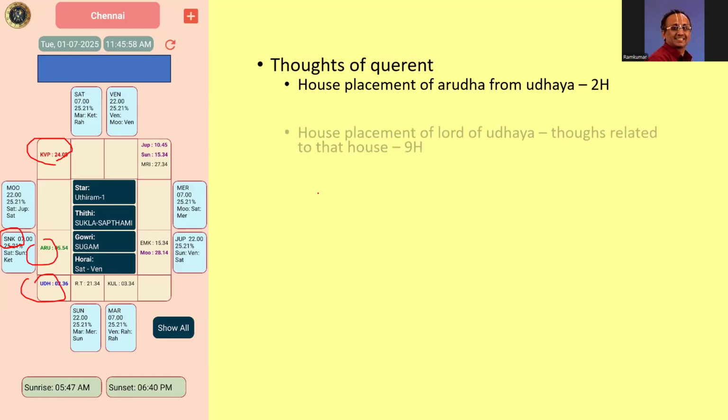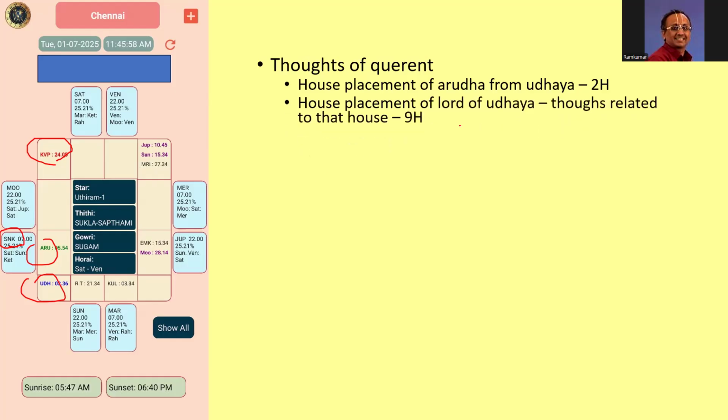Then house placement of the Lord of Udaya. Udaya Lord is Jupiter. Where is Jupiter? Jupiter is in the 9th house. Jupiter is the Karaka for what? Children. Right? 9th house is the Karaka for what? Purva Punya, Bhagya. So in the second house you saw Kudumba, and snake was there, and so on.